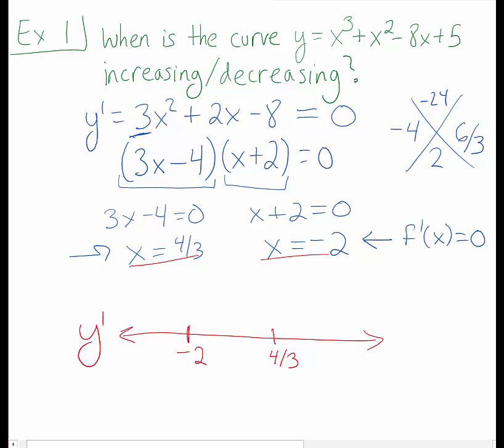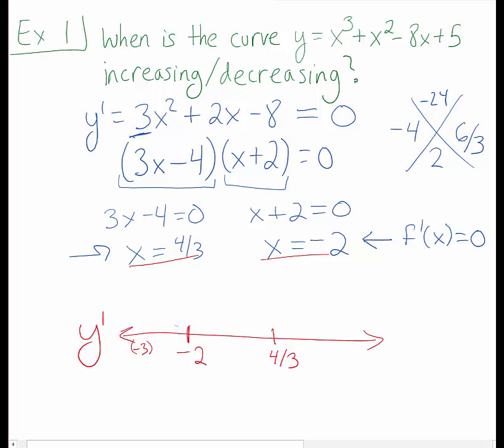But I want to figure out what it is in between, in these ranges: less than negative 2, in between negative 2 and 4/3, and greater than 4/3. So we just plug in numbers. I'm going to plug in a number smaller than negative 2. So these are like test points. So let's test out negative 3, for example.